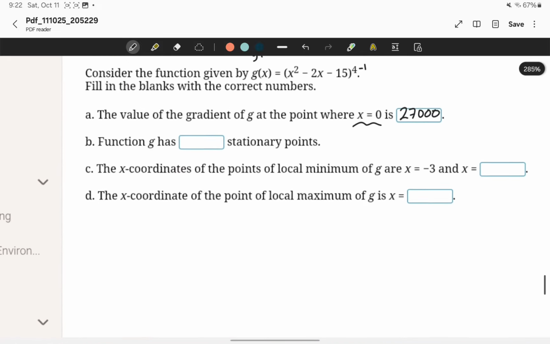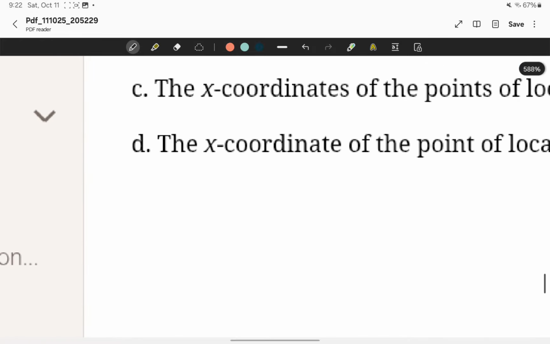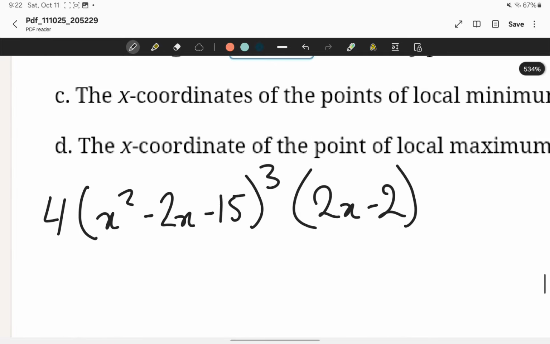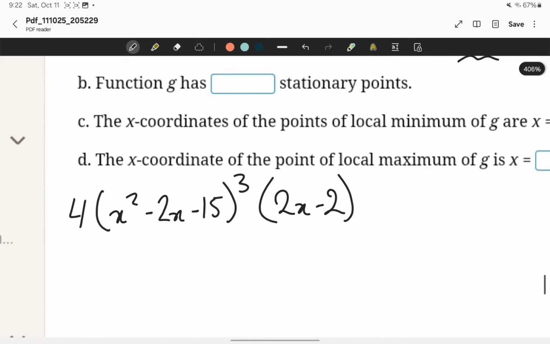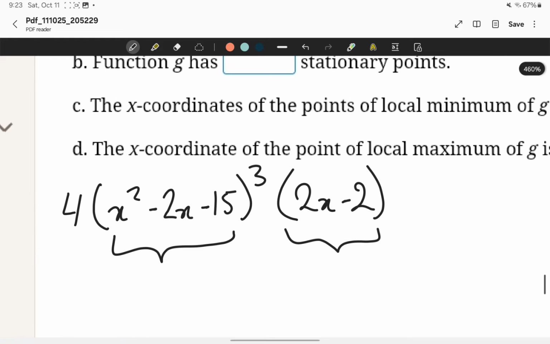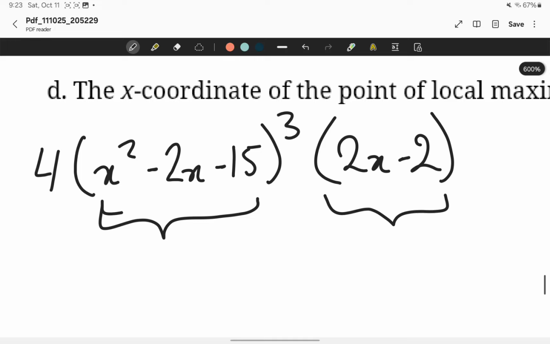Now for part B, we're just going to take our derivative again, which I'll rewrite here. It was 4 times (x squared minus 2x minus 15) to the power of 3, multiplied by (2x minus 2). Okay, this is our derivative. And to solve for the roots, just take each of these parts and solve for them alone. You could do each of these on the calculator or just do them manually. If you put this on the calculator, you get x is 5 and x is minus 3.